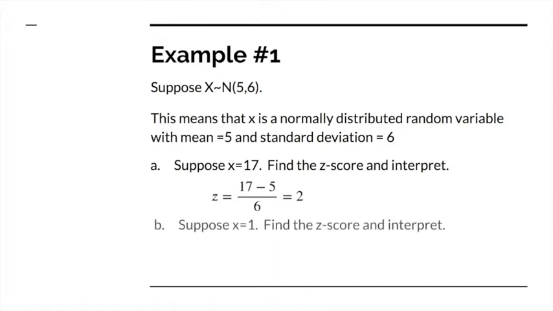All right, now suppose we do x equals 1. We want to find the z-score and interpret this. So 1 minus 5 over 6 gives us a z-score of negative 2/3. So this tells us that 1 is 2/3 of a standard deviation below the mean.